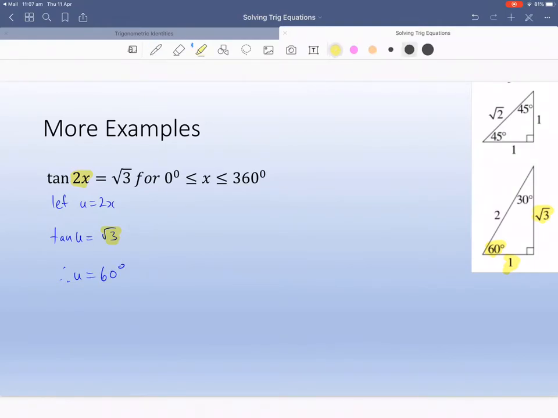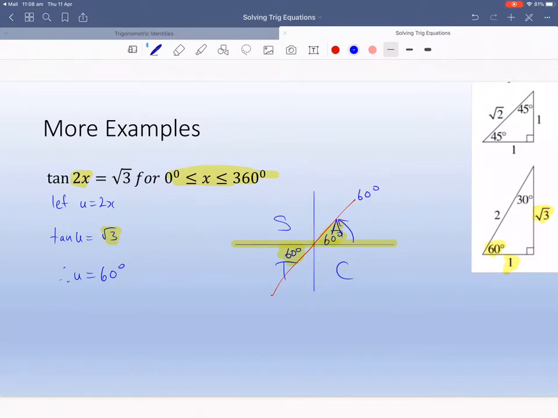But I'm looking for something within this domain. So what must we always do? Must always do all stations to central. Now, because it's positive, it must be here and it must be here. Now also, let's write in our related angles. So that's 60 degrees there and 60 degrees. Now remember, the related angle is always from the horizontal to the ray. So it's from the horizontal to the ray down there. So this one, it's just 60 degrees there.